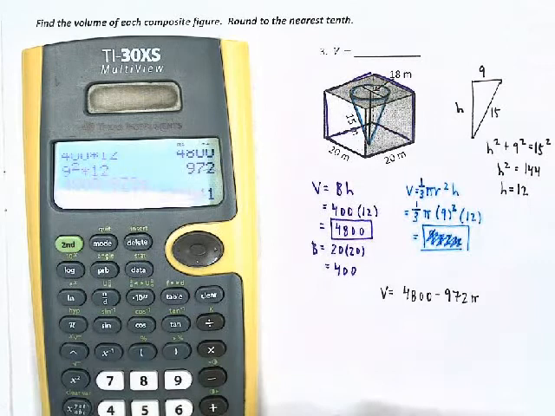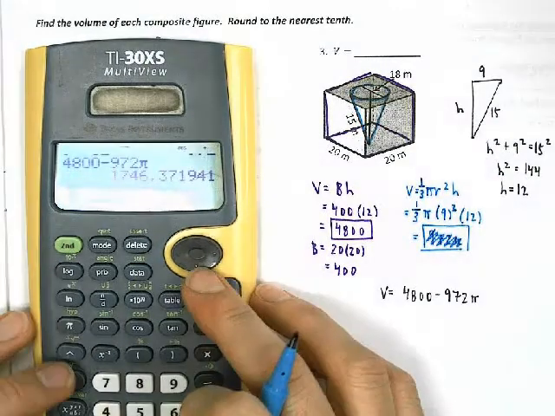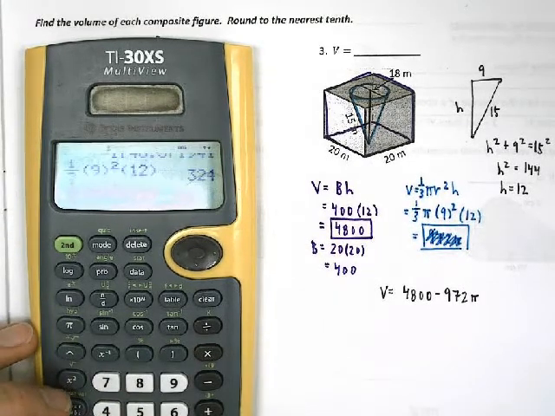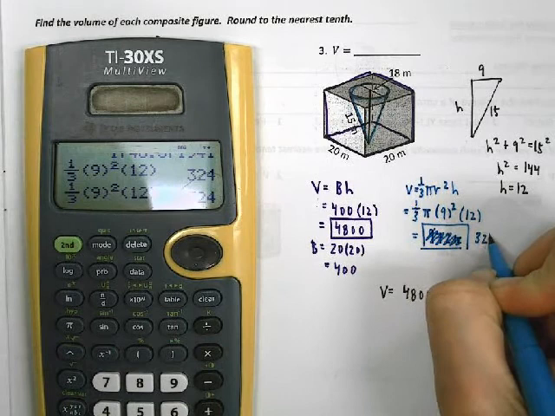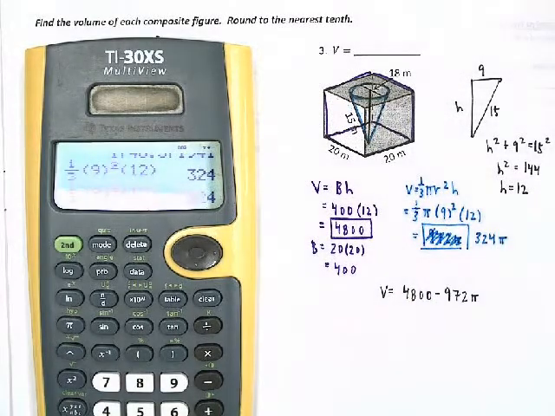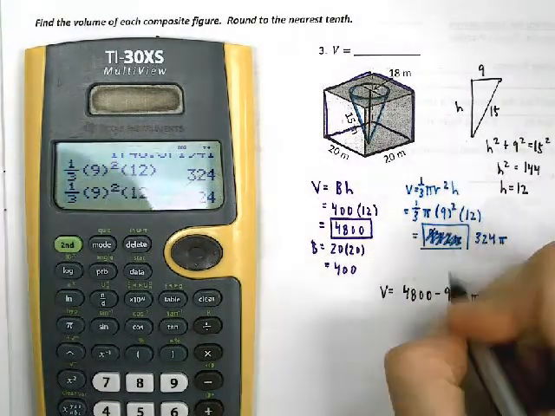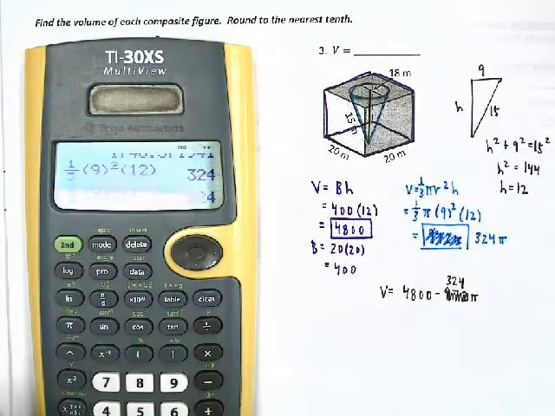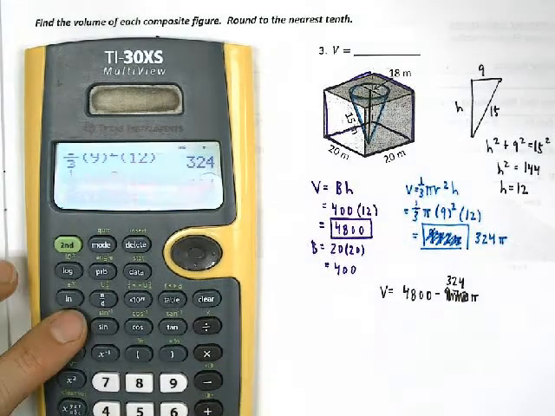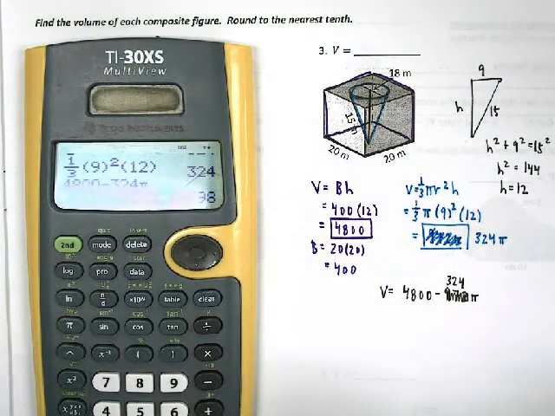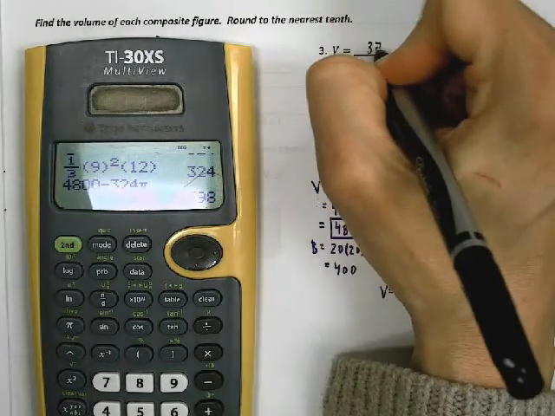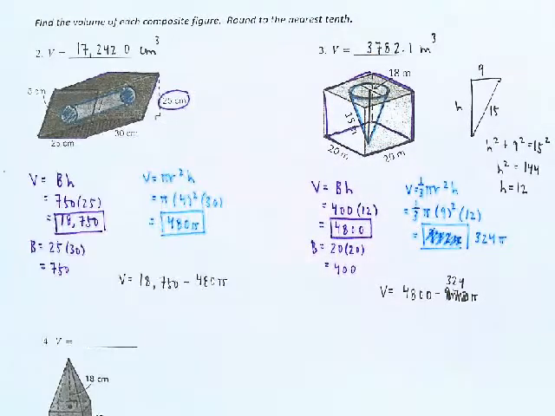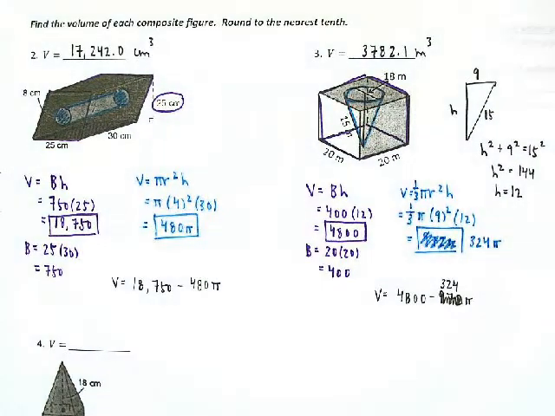So I'm going to multiply this by 1/3. So if I go back, I have 1/3 times 9 squared times 12. I should actually have 324 pi for the volume of that cone. So now when we do our final here, I have 4,800 minus 324 pi. And now I get 3,782.1 cubic meters. So again, I apologize for that error there.